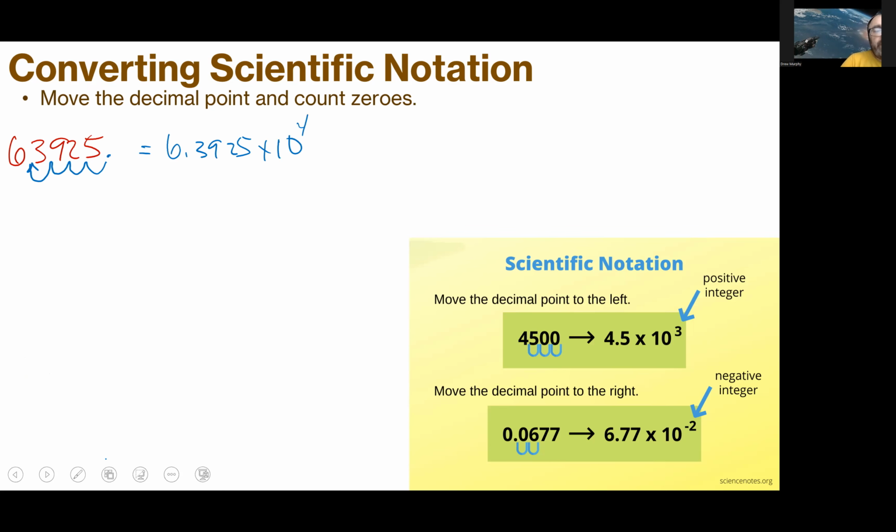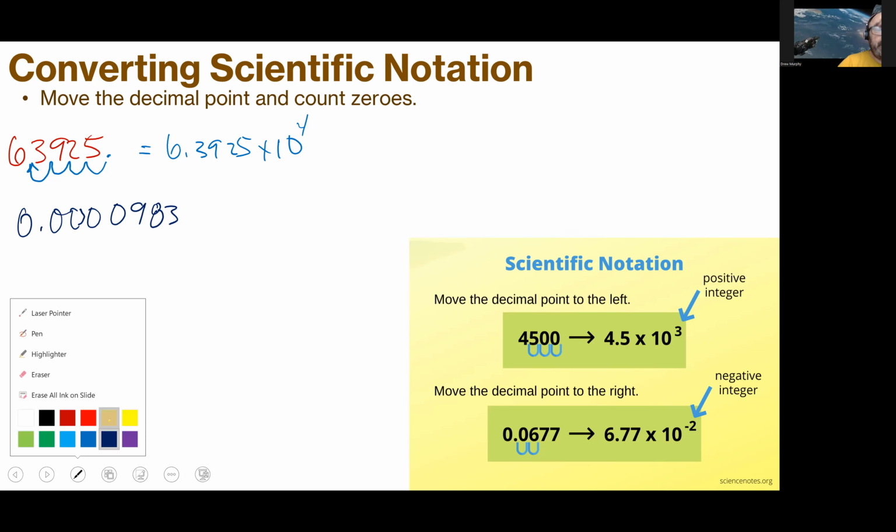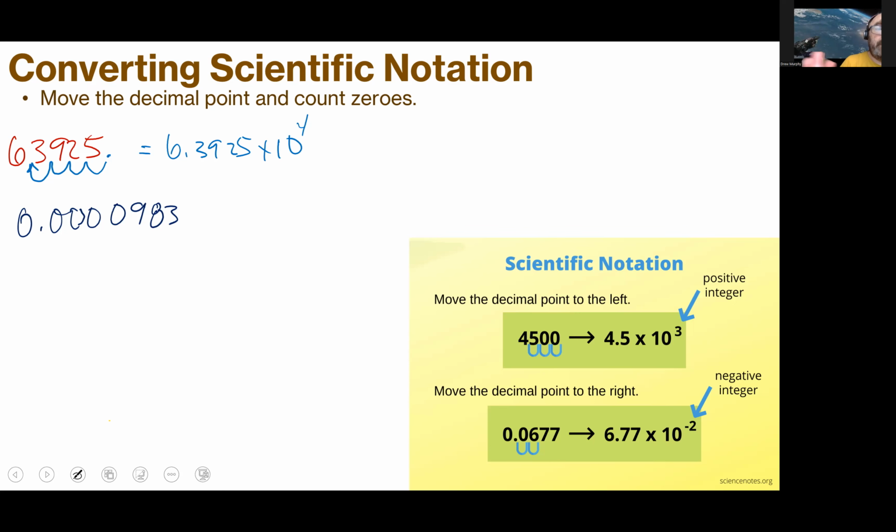Okay, if we have a smaller than 1 number, then let's say we have 0.0000983. Okay, we want to get that into scientific notation. The steps are the same idea. Okay, we're going to find the decimal place and we're going to move it until we have one non-zero number to the left of the decimal place. So 1, 2, 3, 4, 5 times there. So this is 9.83 times 10. This number is less than 1, so this is a negative. We moved it 5 times, so it's negative 5.